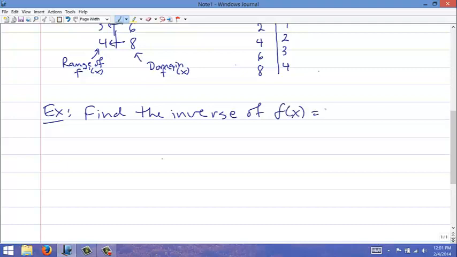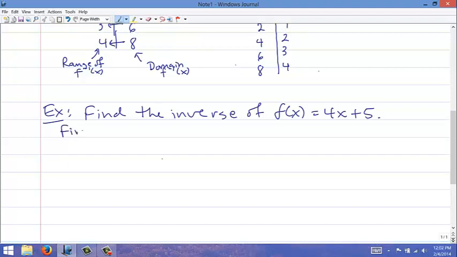Of f of x equals 4x plus 5, say, for example. Well, that same technique that we used with the table is the exact same technique that we want to use algebraically. So the idea is we want to actually flip-flop these x and y values, but instead of doing it with individual numbers in ordered pairs, we want to do it in general.